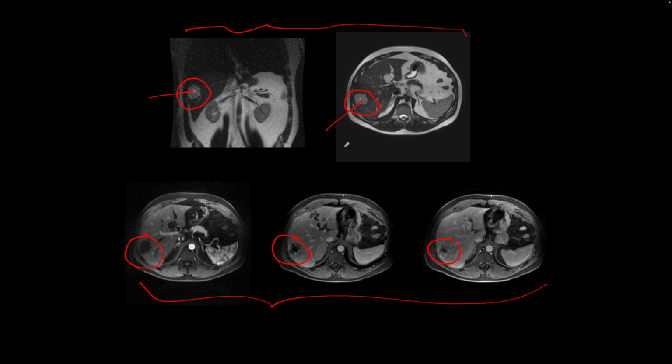So hemangiomas, remember, can have a central scar. The other pathologies or tumors that you can see in the liver that can have a central scar are FNH or focal nodular hyperplasia. Also, the fibrolamellar variant of hepatocellular carcinoma or HCC can also have a central scar.